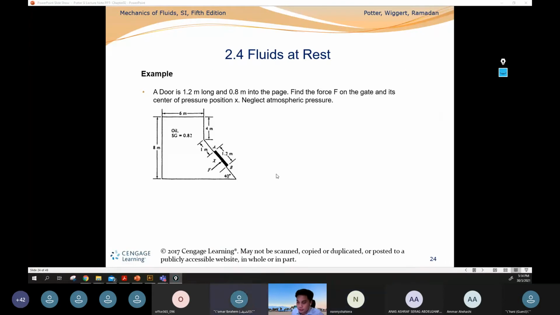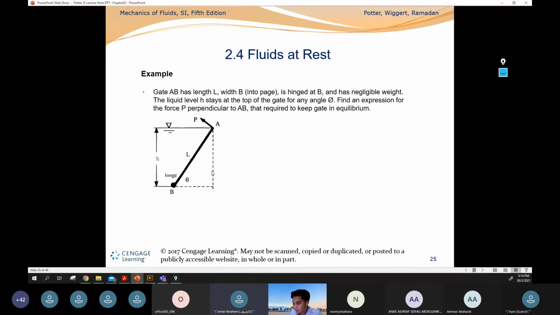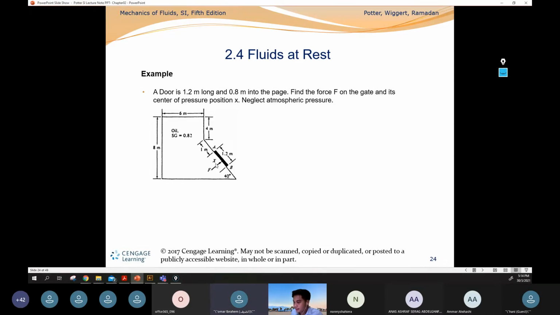Okay, so now let's try to look at one example. In this example we have a door. The door is 1.2 meter long and 0.8 meter into the pitch, so it is the width into the pitch. Find the force F. Where is the force? This is the force on the gate and its center of pressure position. That means the question requests you to find the YCP.